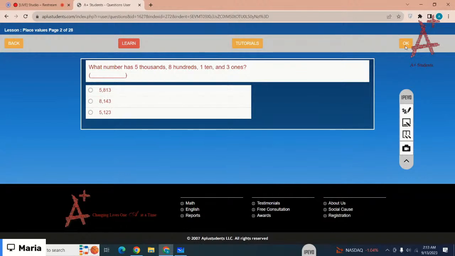What number has 5000s, 800s, 10, and 3 ones? Which is the correct option? Yes, basically you have to write down the numbers by their place value, right? 5 is at the thousands position, 8 is hundreds, 1 is tens, and 3 is ones. So that makes 5813. That is option number 1. Very good.